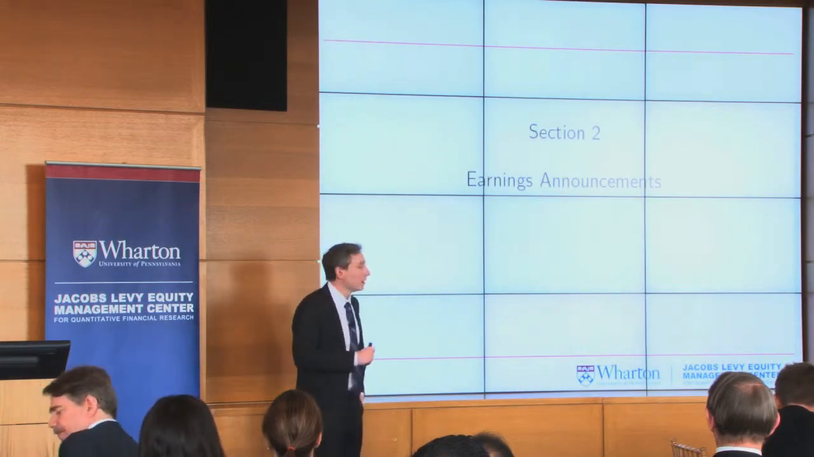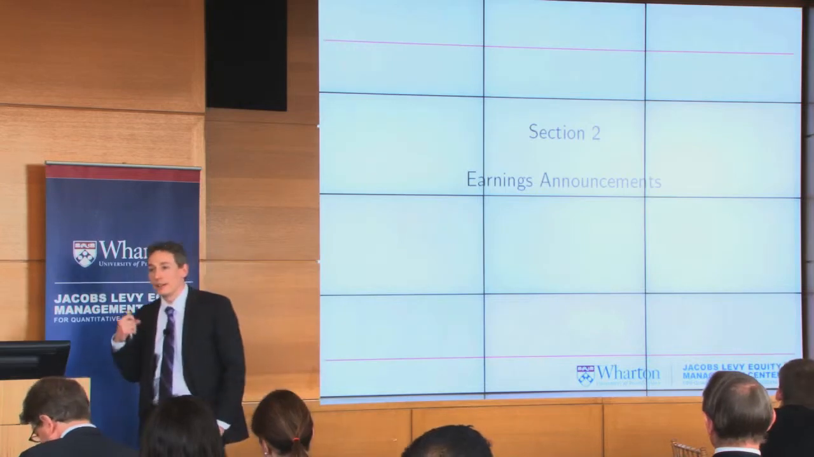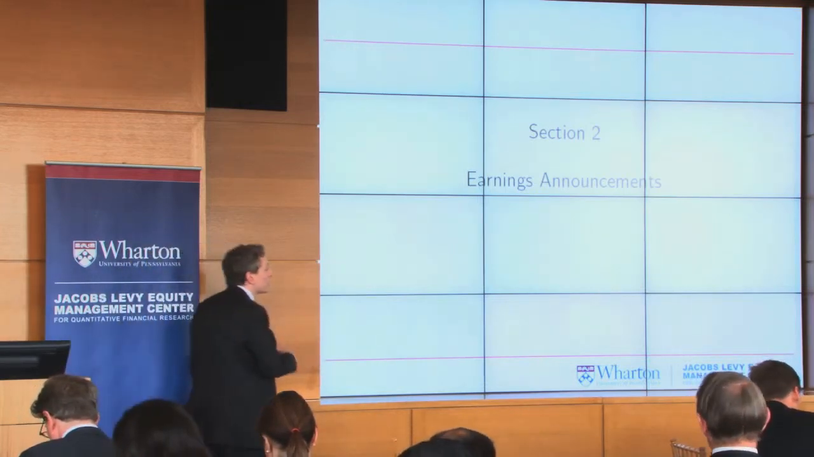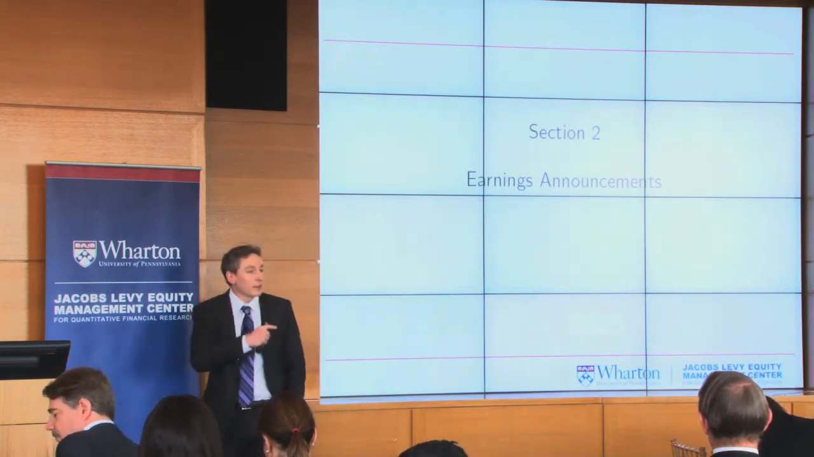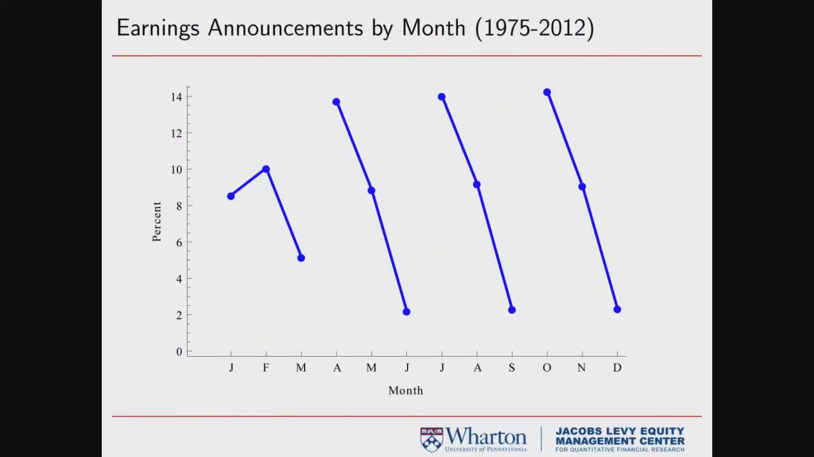So that's the model. Now let's go to the data and see if we see any evidence of this phenomenon going on. The first thing we need to know is, are there systematic differences in how firms release information in the market? The information we're going to think about is earnings announcements. So let's look at the fraction of earnings announcements over the whole sample versus months of the year.